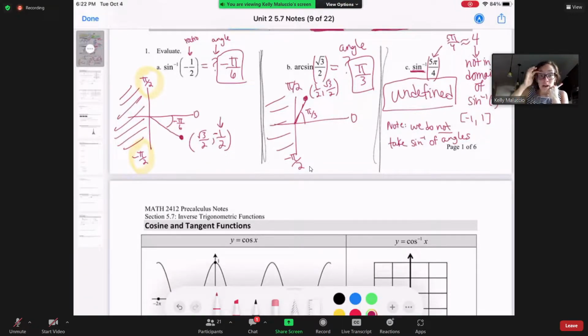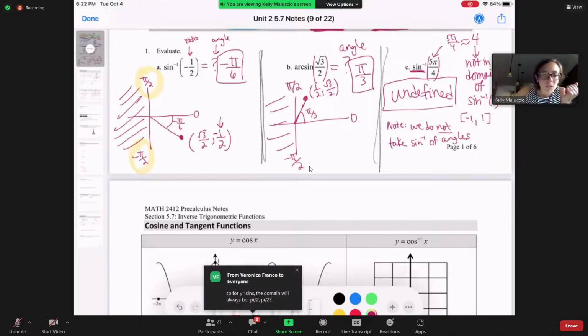Okay, so now we're going to take a look at the other. So this was sine. Now we're going to dive a little bit into cosine and look at tangent, because these are our main three guys: sine, cosine, and tangent.